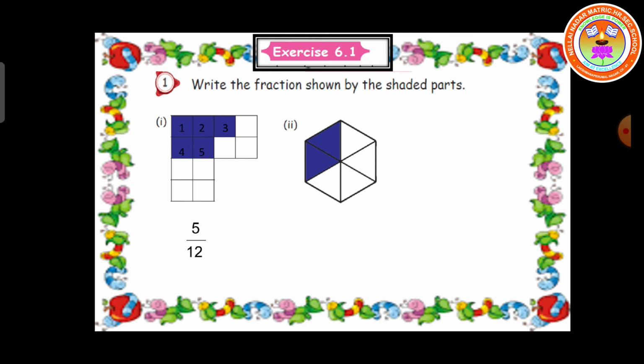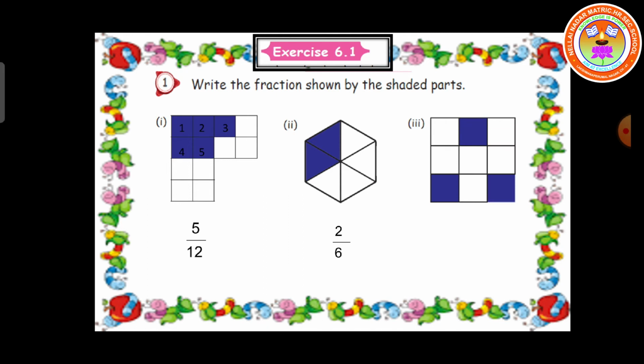2 parts are shaded out of 6 parts, right? So the fraction is 2 by 6. Third one, here there are 9 boxes. Out of 9 boxes, 3 parts are shaded. So the fraction is 3 by 9. Yes? Shall we move on to the next problem?